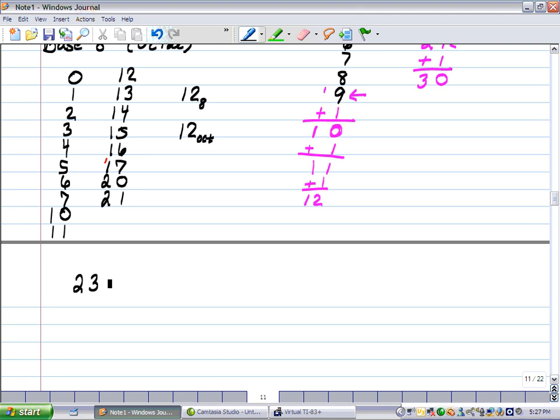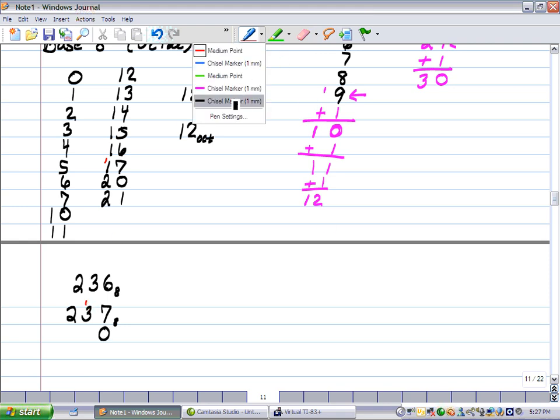Suppose I had 236, base 8. What would be the next number after 236? Well, let's add 1 to the 6. So I get 7. And the next number would be 237. What would be the next one after that? Well, let's add 1. What's the next number after 7? There isn't one. 7 is the last number. So I have to go 0, and I have to take an extra one over to the next place value. So what's the next number after 3? 4. So I get 240 base 8.